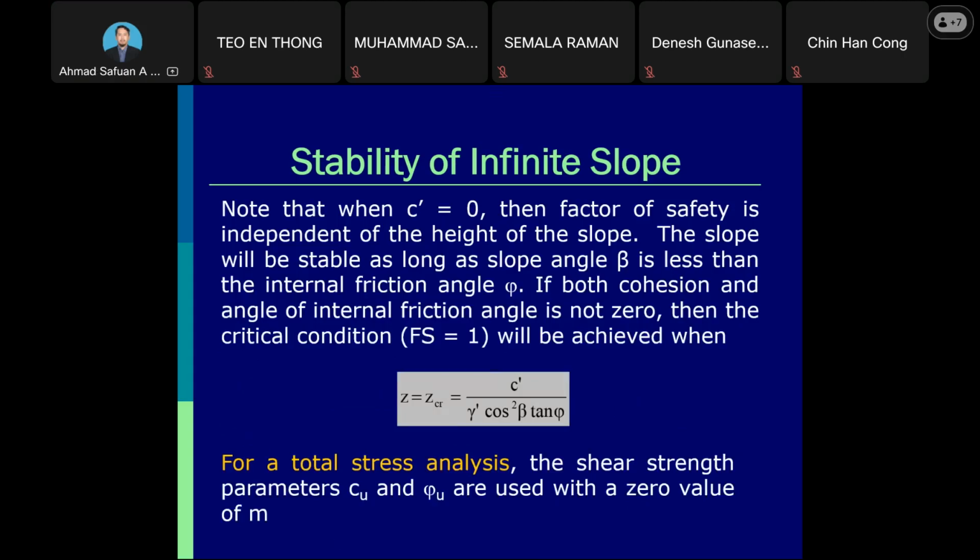Note that when C is equal to 0, the factor of safety is independent of the height of the slope. The slope will be stable as long as the slope angle beta is less than the internal friction angle. If both cohesion and friction angle are not 0, then the critical condition will be achieved. So for total stress analysis, the shear strength parameters C and phi are used with a phi of 0.